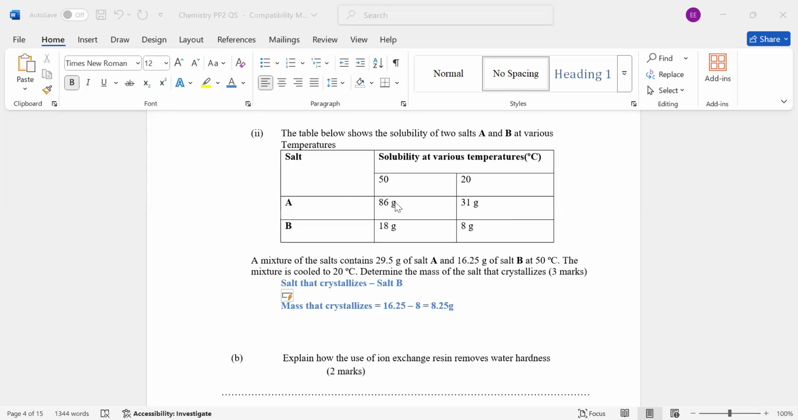Let us look at salt A. At 50, it requires 86, so it will not crystallize. At 20, it requires 31, it will not crystallize. Then you just put an X to show it does not.